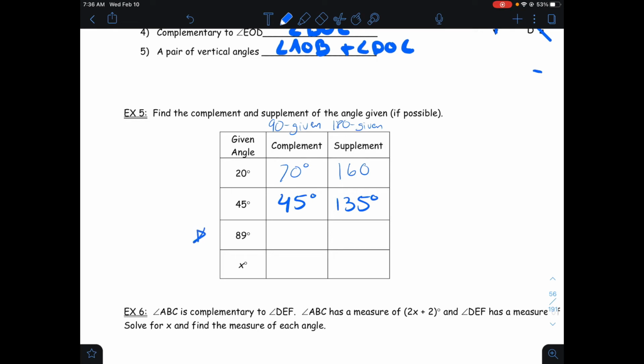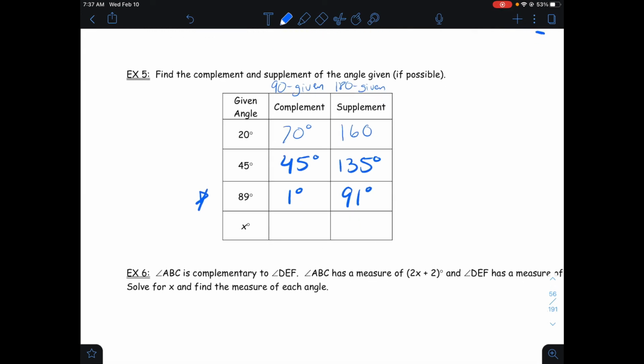All right, so go ahead. I want you guys to try this one. I want you to find the complement of 89 and find the supplement of 89. So you should have gotten 1 degree for the complement and 91 degrees for the supplement. And then here it says pretty much what I wrote up here. For any number, how would you find the complement? You do 90 minus that number. To find the supplement, you do 180 minus that number.